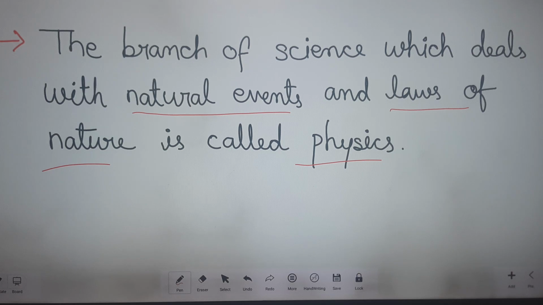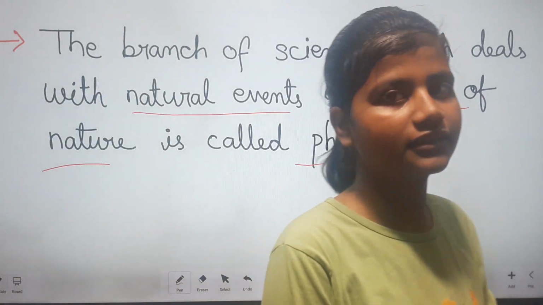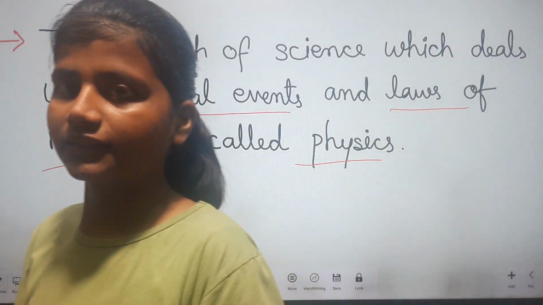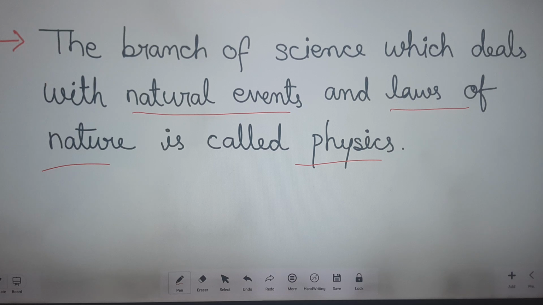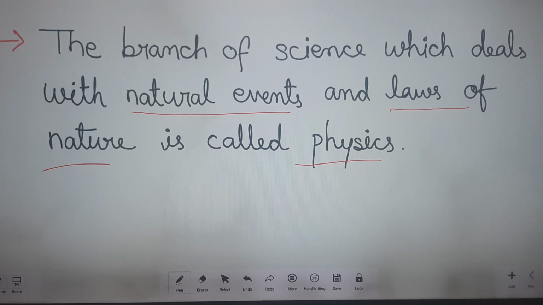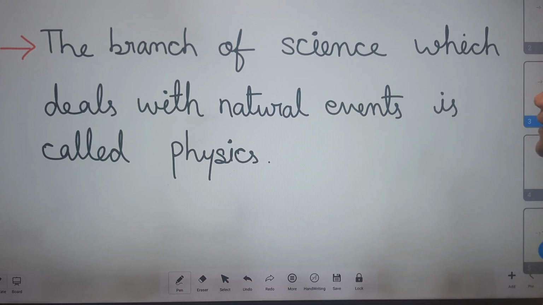Here, natural events means the events that are done by nature, like thundering, lightning. For example, when we strike two stones together, it emits sound, heat, and light. All these things, light, heat, and sound, we study in physics. These are known as natural events. So the branch of science which deals with natural events and laws of nature is called physics.